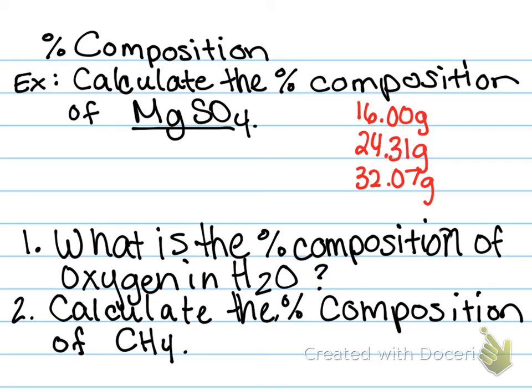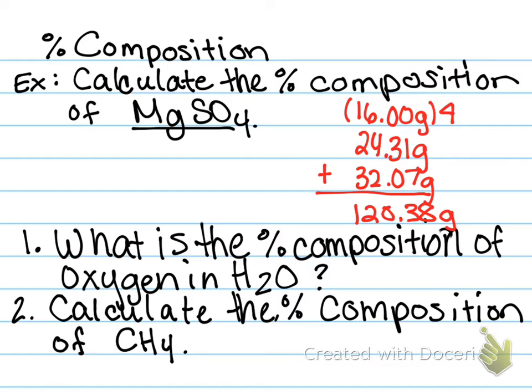And then we need to multiply each of these by the number of that atom that we have. We only have one magnesium and one sulfur, so we don't need to worry about multiplying by 1 in those cases, but we do have 4 oxygens, and so we need to multiply the oxygen by 4. Then we need to add all 3 of these answers together. Whenever we do this math, we should get our answer is 120.38 grams, and that's for our entire magnesium sulfate.